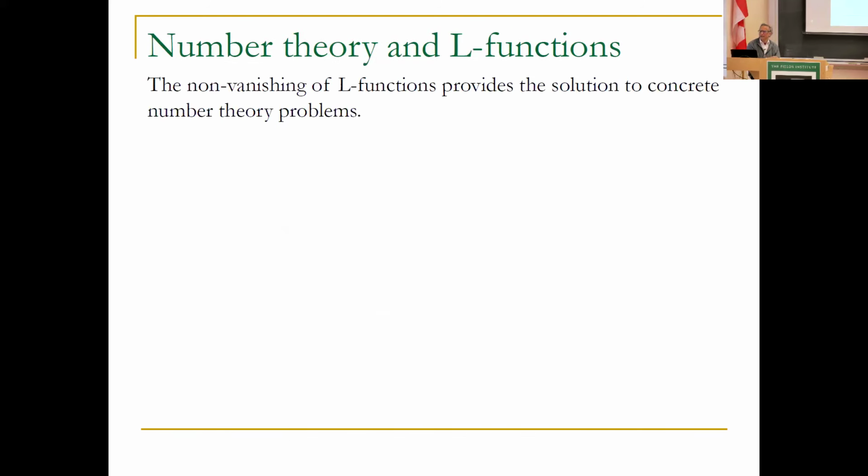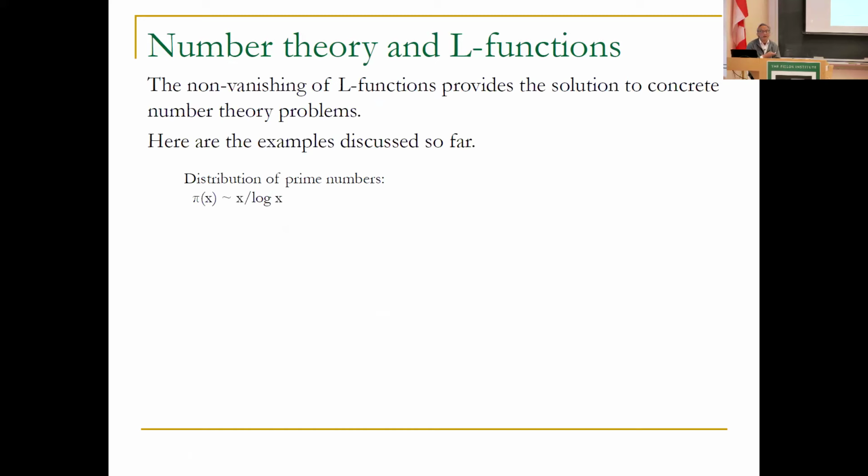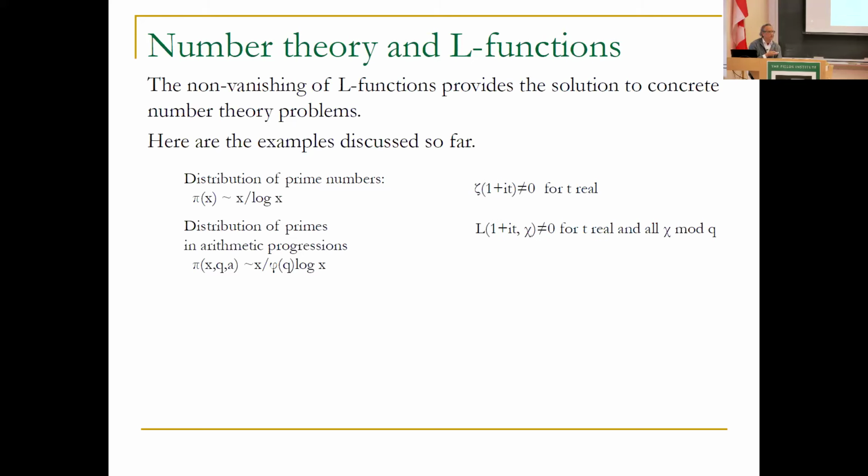Now, the non-vanishing of L functions provides the solution to concrete number theory problems. So let me recapitulate what I was saying so far. If I want to study the distribution of prime numbers, I should go to the zeta world and prove that the Riemann zeta function doesn't vanish on the line real s equals 1. If I want to prove the distribution of prime numbers in arithmetic progressions, I have to go to the L function world and show that the L function doesn't vanish on the line real s equals 1.